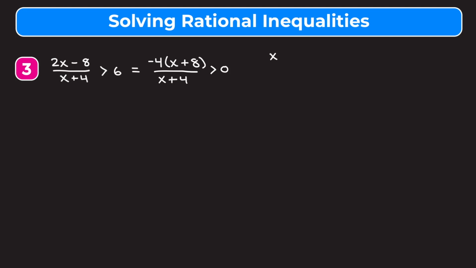So we're going to look at this x plus 8. We're going to set it equal to 0. And we're going to look at x plus 4, and we are going to set it equal to 0. And we're going to solve. So for x plus 8 is equal to 0, we're going to subtract 8 from both sides to get x equals negative 8. And for x plus 4 is equal to 0, we're going to subtract 4 from both sides to get x is equal to negative 4. And now we want to put those numbers on a number line. So we're going to put negative 8 and negative 4.